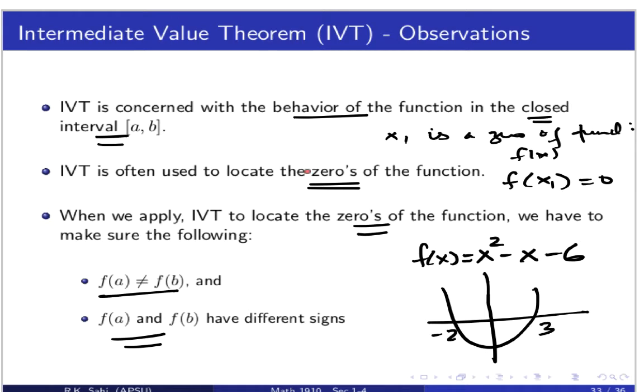Notice here, if I'm taking this interval, say minus 4 to 0, notice what happens. If I'm taking minus 4 and 0, f of 0 is somewhere a negative value and f of minus 4 is somewhere a positive value. So clearly, not only are the values at the endpoints different, but there also is a difference in sign. And that's the key point to find the zeros of the function. Okay, now let's go ahead and do some examples.